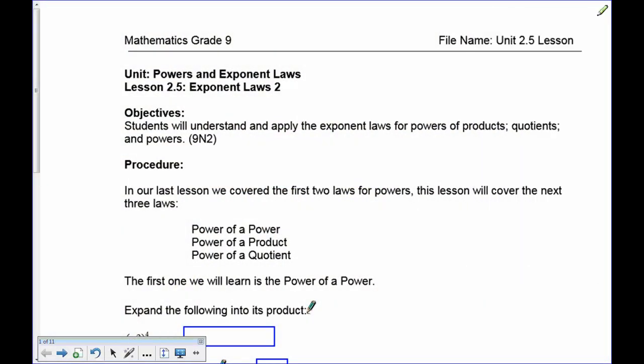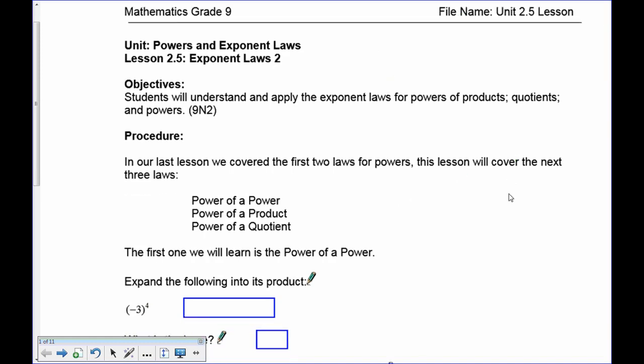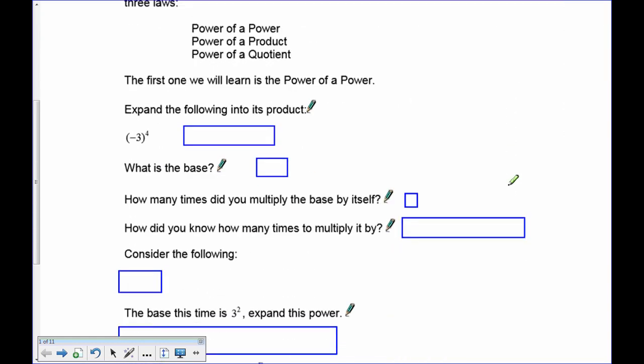What we're going to do today is work on our second lesson on exponents and power laws. We're going to get you to understand and apply the exponent laws for three more laws. These are the power of products, the power of quotient, and the power of powers. In our last lesson, we covered the first two laws. The one law we're not going to be working with is the negative exponent law. That will happen later. So let's get started then.